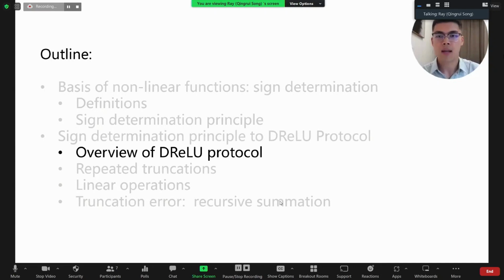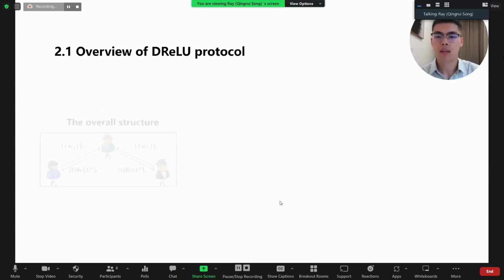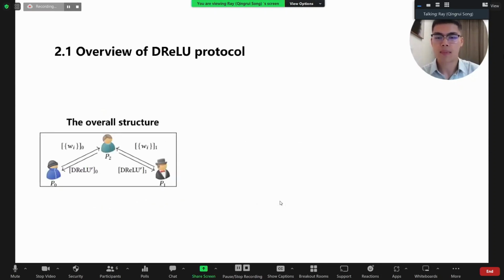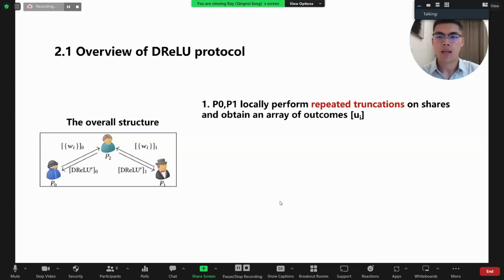Let's first take a high-level overview of the general process of our DReLU protocol. At the beginning, P0 and P1, as the two computing parties, both hold 2-out-of-2 secret shares of the input. In step 1, they locally perform repeated truncations on their secret shares and obtain a set of results in an array, denoted as U_i.